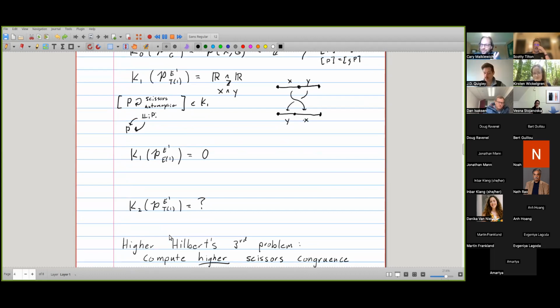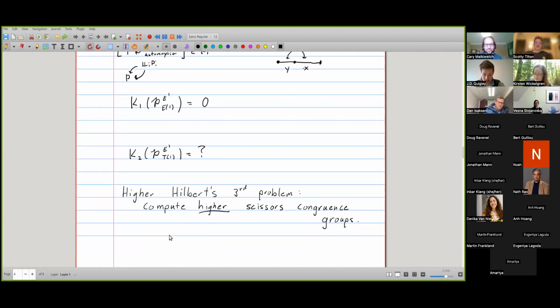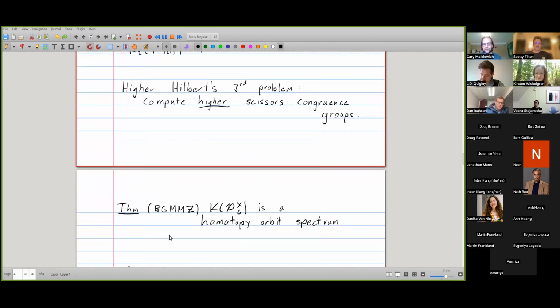Okay, so that's the setup. So we want to try to understand something about these higher groups, right? What can we possibly understand about them? So the first theorem I want to present, which is joint with Bowman, Gerhardt, Merling, and Zakharevich, is that the spectrum is actually a homotopy orbit spectrum. So it's constructed as K-theory, as a group completion, but it turns out to be K-theory of some very special kind of object that allows you to pull homotopy orbits out.